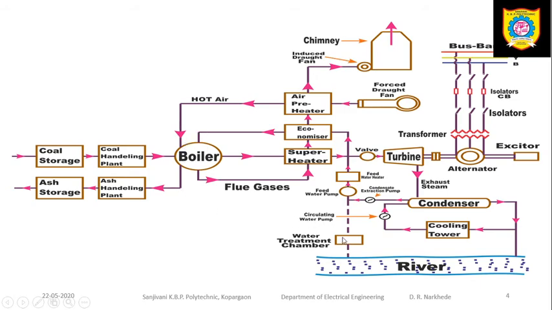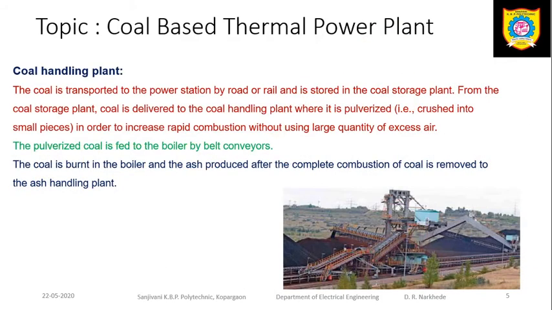So this is the basic working of your thermal power plant. In detail we are going to discuss the functioning of each and every part over here. In the coal based thermal power plant, we are going to use coal, and the coal required for a coal based thermal power plant is in tons of coal per day.